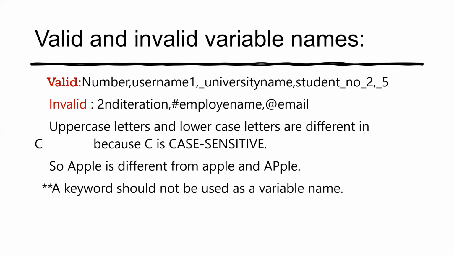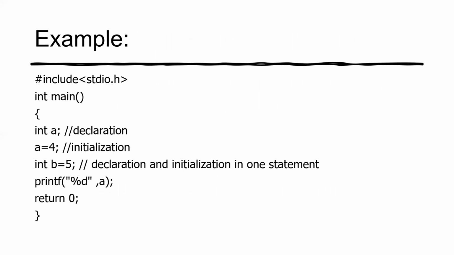In C, uppercase and lowercase alphabets are different because C is a case sensitive language. Please remember that. So Apple with capital A is different from apple with small a. Okay. And also, when you are writing an identifier name, it should not be a keyword in C. For example, for, while, switch, do, break, continue. These words should not be used as identifiers because these are already predefined as keywords in the compiler.